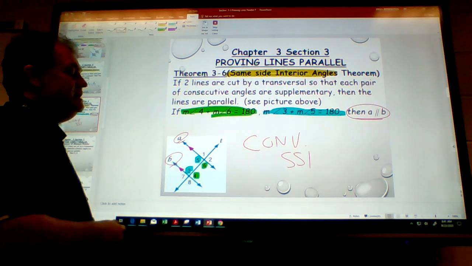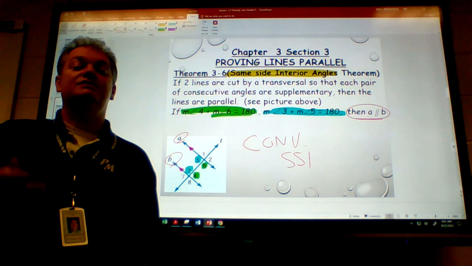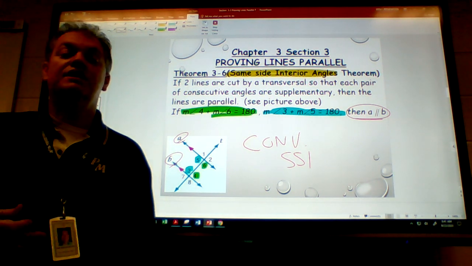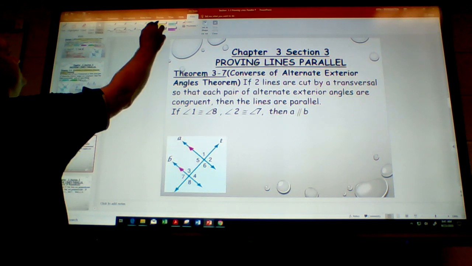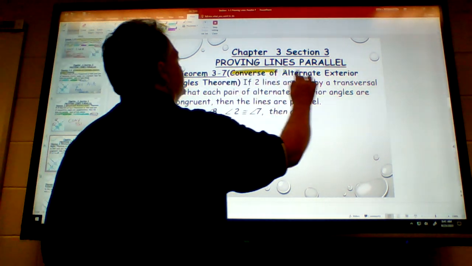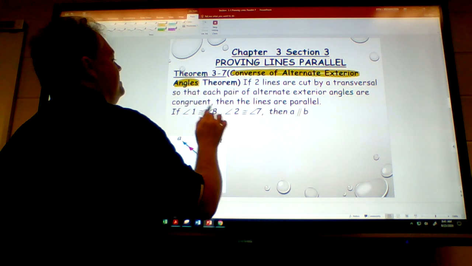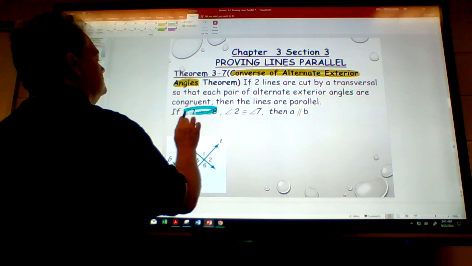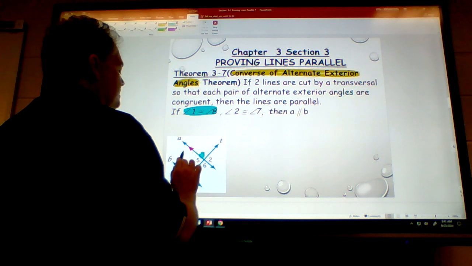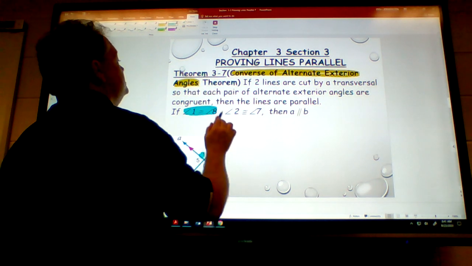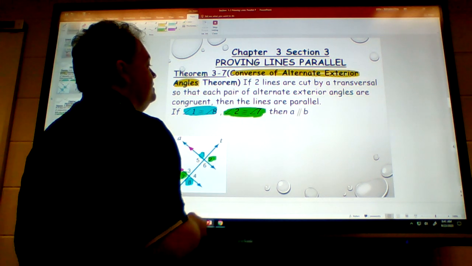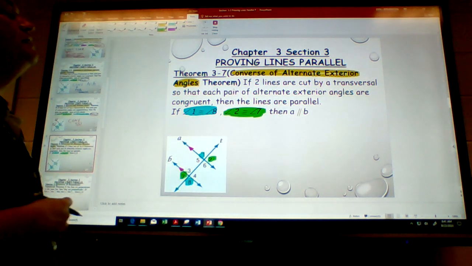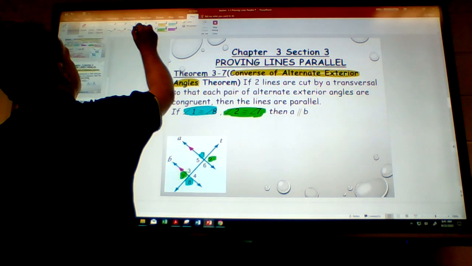And you can also see that from the diagram, but just because it looks like it, you have to be able to prove it. We'll talk about that more in class when we do some example stuff. All right, now, theorem 3.7. The converse of alternate exterior angles. Same format. Angle 1 and angle 8 are alternate exterior angles and they're congruent, or angle 2 and angle 7 are congruent. Then we can prove that the lines A and B are parallel.